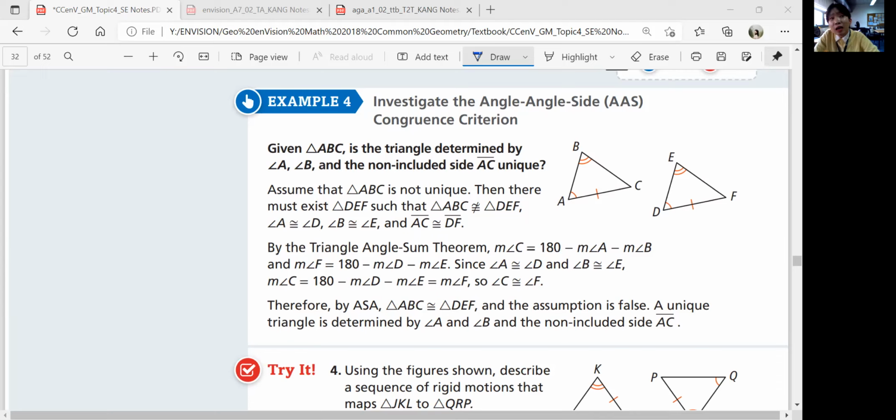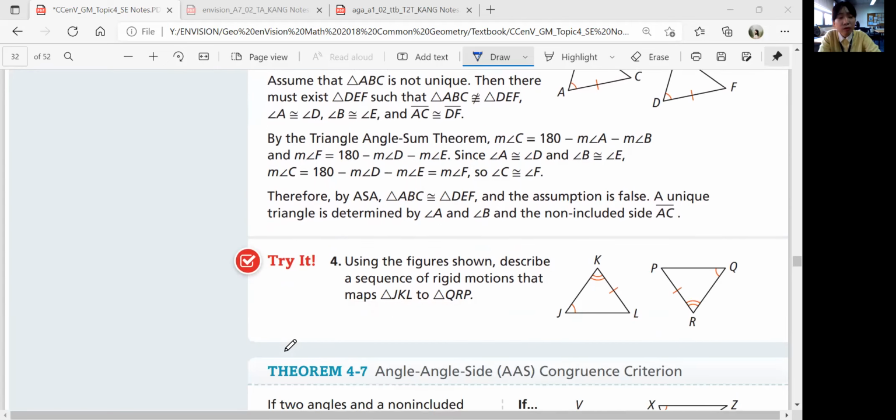So by ASA, the two triangles must be congruent, and the assumption is false. A unique triangle is determined by A and B and the non-included side AC. Okay, so even if the side is not included, we have a unique triangle, and this is a different theorem, AAS.